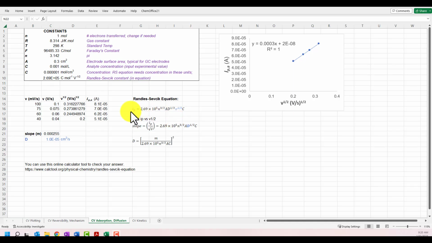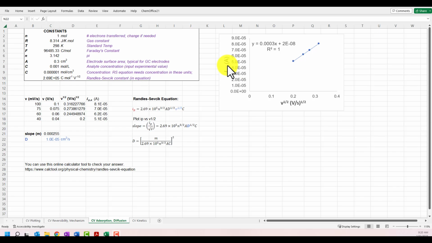All we need to do is make a plot of the peak current, which is this column, versus the square root of the scan rate. And so we get a plot like this. If this is linear, then it means this equation is functional, because this is a linear equation. If it's nonlinear, then it means that this equation does not hold up. There's something else contributing to the shape of this relationship.